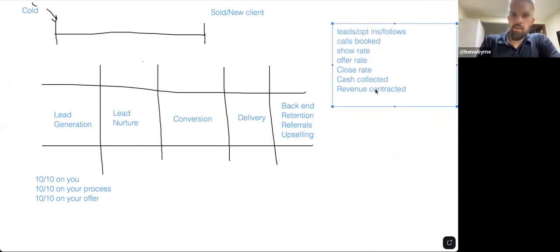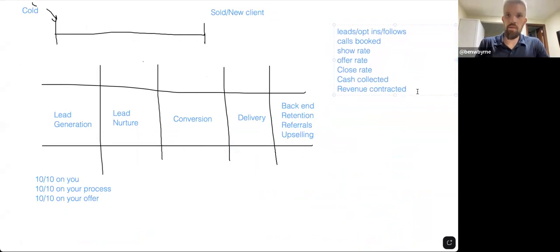There's a lot more than this, but these are the main ones. You can do cash collected as a percentage of the revenue contracted. You can do all kinds of things, but in terms of just pure metrics that we can look at, these will help us figure out which piece is broken.